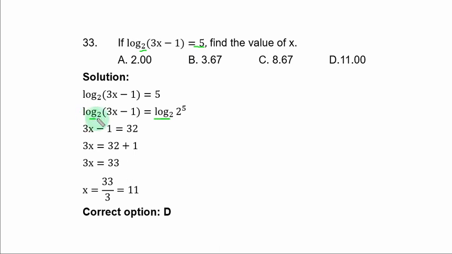So thinking along log base 2, if you write log 2 base 2, which is 1, to the power of 5, so that you equate log to base 2, and you have 3s minus 1 equal to 2 power 5, and that is 32. You collect like terms and you have 3s equal to 32 plus 1. 3s equal to 33. Divide both sides by 3. s is equal to 33 over 3, and that is 11. D is the correct option.